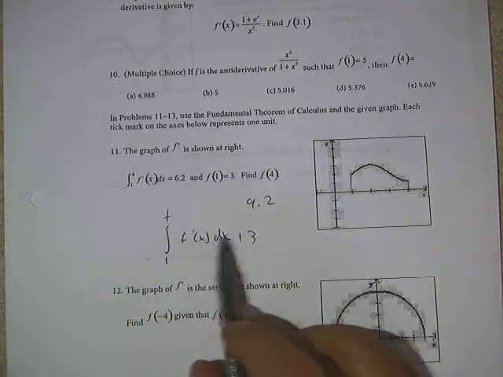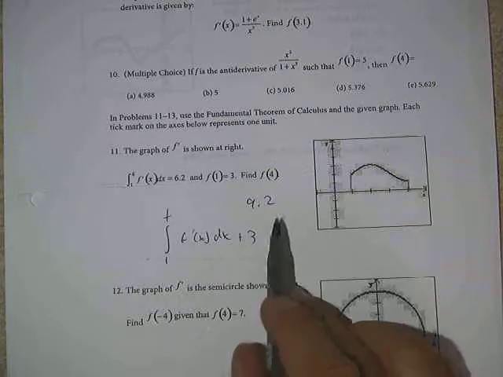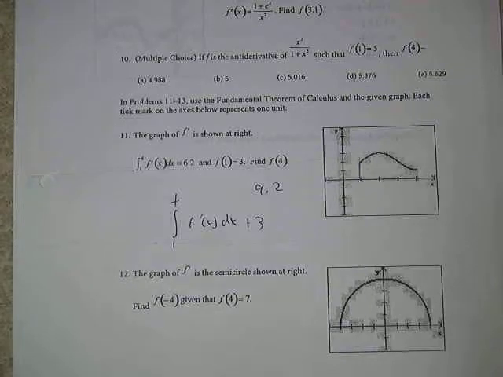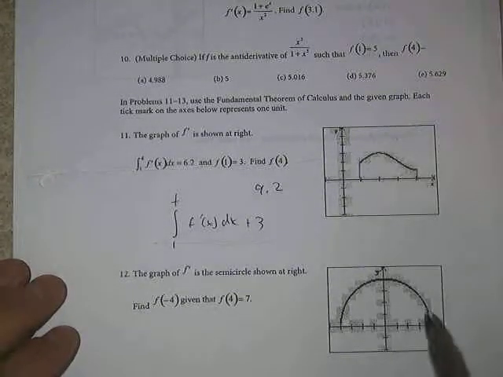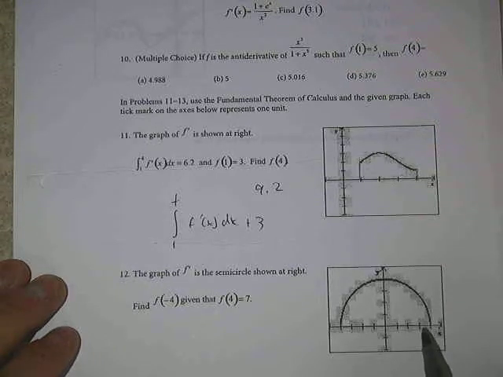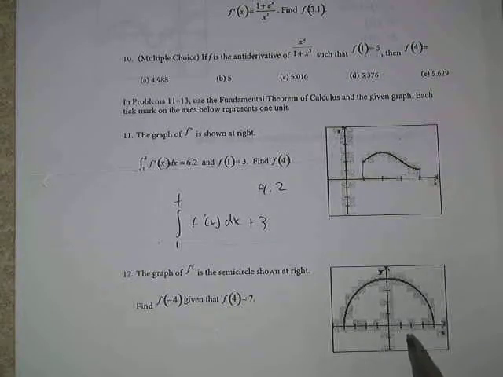And so bottom line here is if we wanted f of 4, we'd put a 4 in here. And isn't that right there with a 4? Isn't that this? And so what do we get for this? This is 6.2 and this is 3. 6.2 plus 3 is 9.2. And you can do the same thing on number 12.